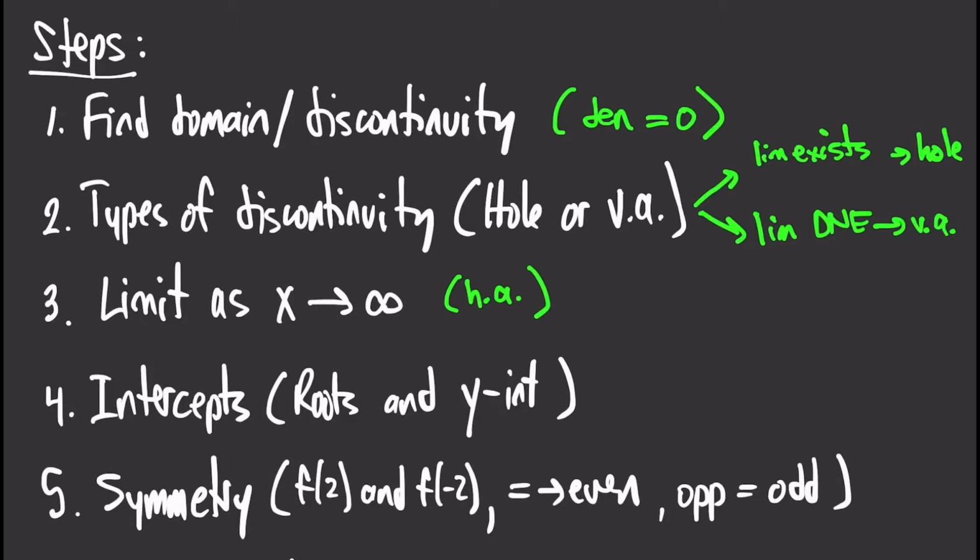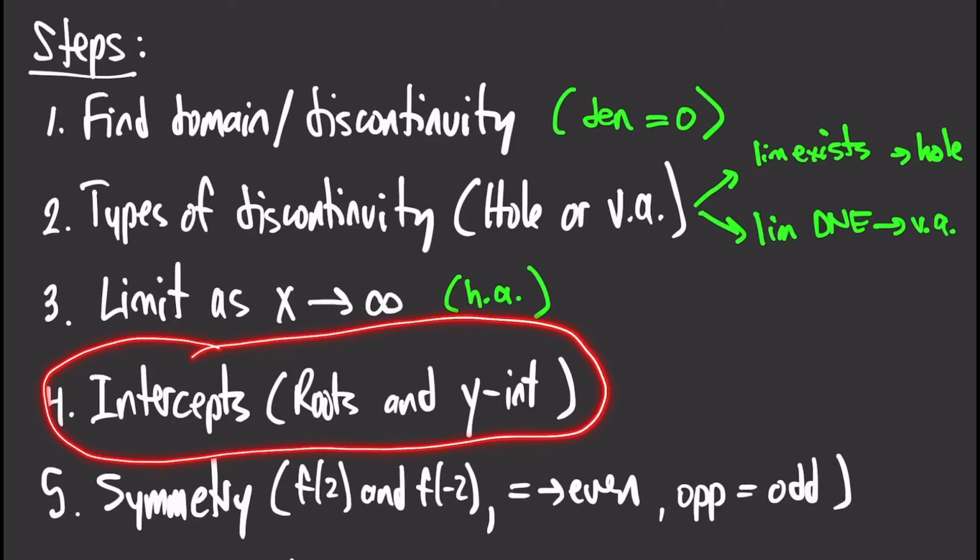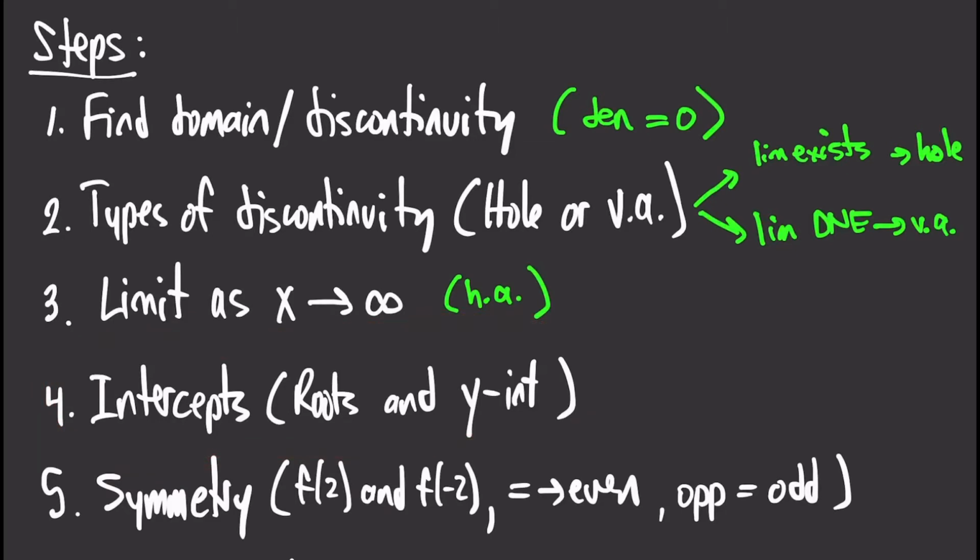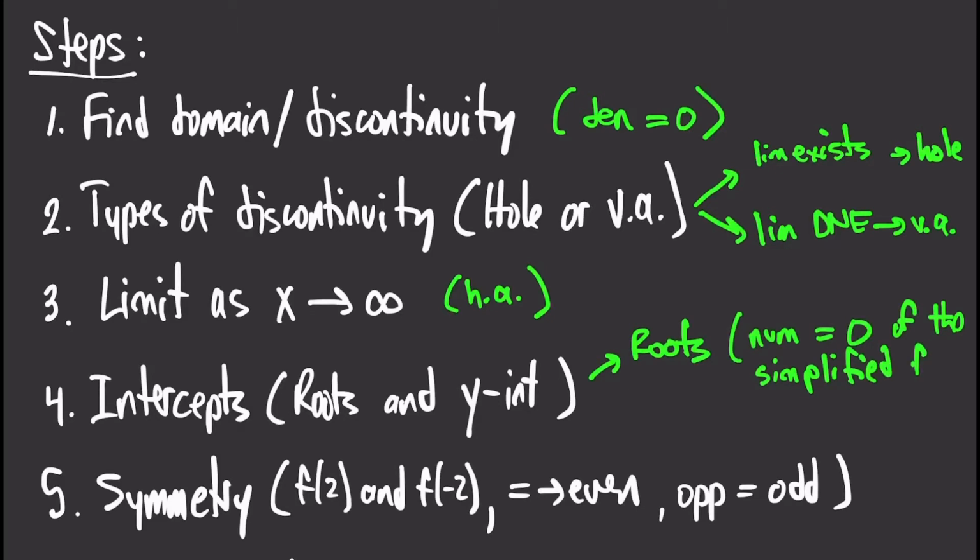Okay, next, this goes back to what we've done earlier in the year. We have to find the intercepts. We have to find the roots and the y-intercept. So for roots, if you remember, to determine where we have roots, you have to set the numerator equal to 0. Now, up above, when we take the limit, we have to simplify the expression. So you set the numerator equal to 0 of the simplified expression. I'll just put f of x.